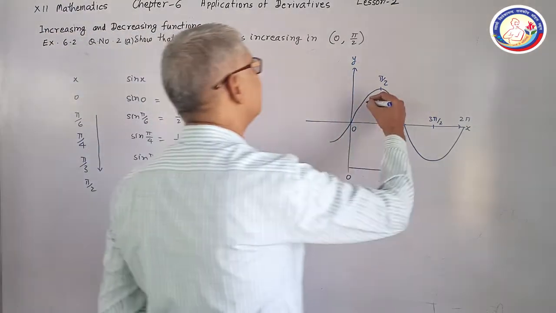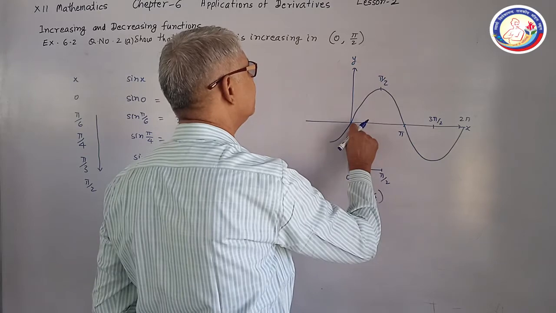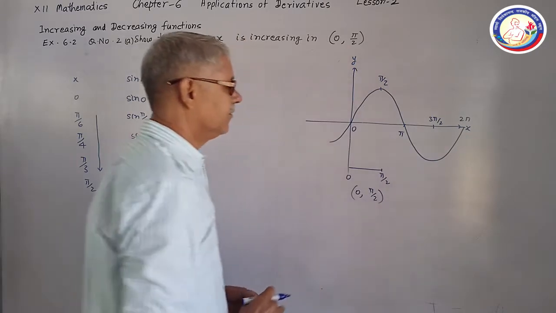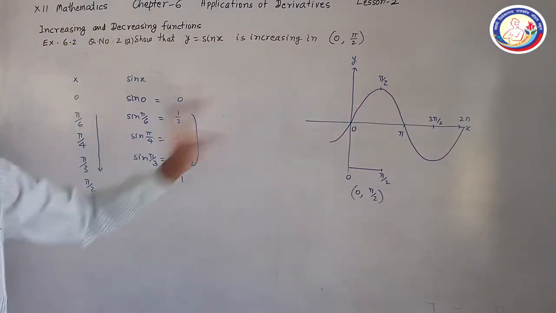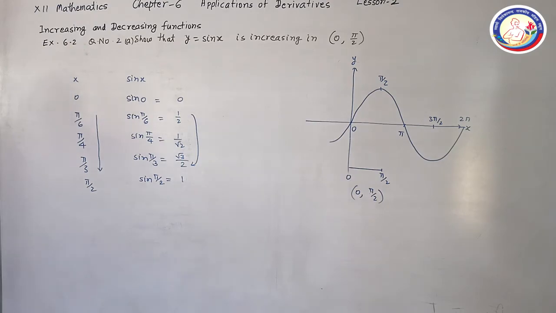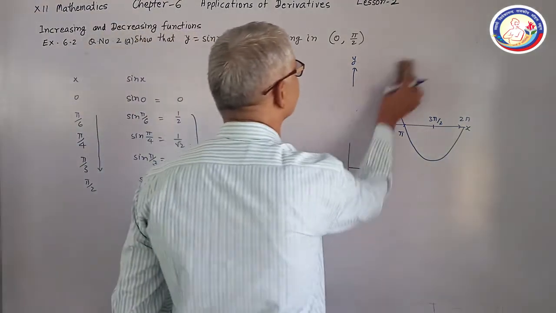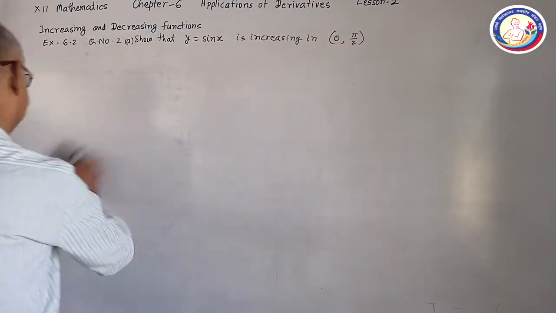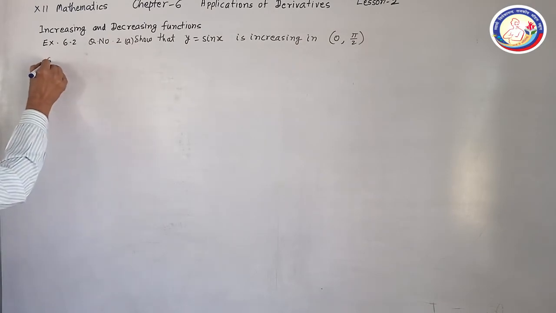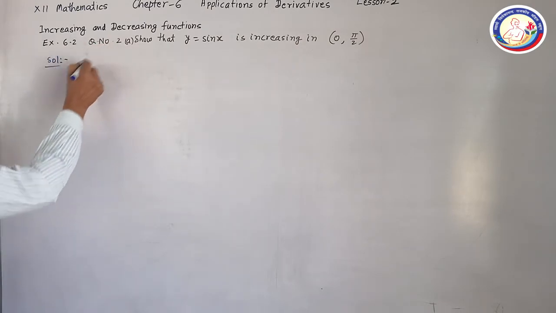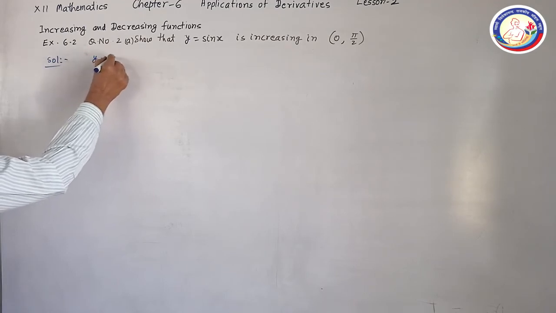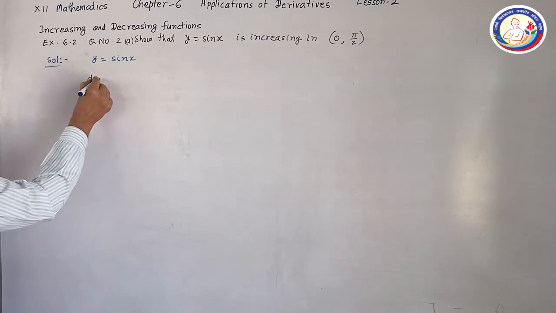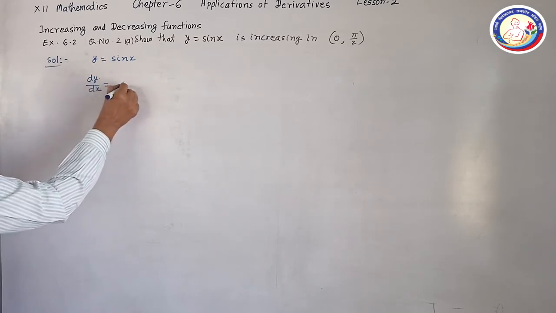Or if we draw a tangent at any point excluding 0 and pi by 2 in this interval, the tangent will be with positive slope. So function is increasing. It is our first impression. Now we proceed towards derivative method. The given function is y equal to sin x. So derivative of this function is dy by dx equal to cos x.